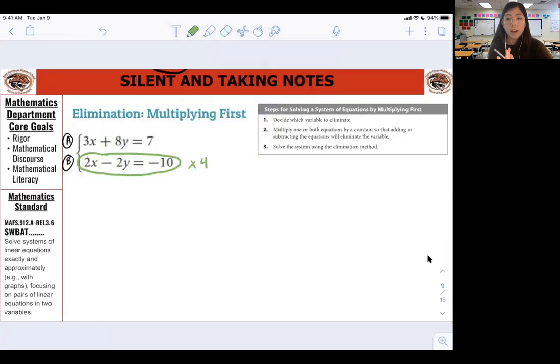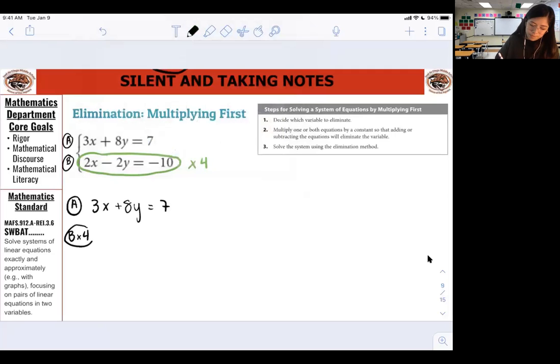And if you're a little bit lost right now and you're not sure why we're doing this, let's just watch the next step so that you can see what happens. So A is exactly the same. We're not changing A at all. But we're going to do B times 4. So everything in equation B is multiplied by 4.